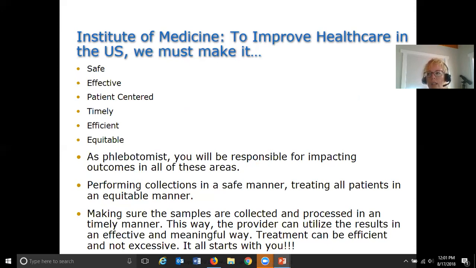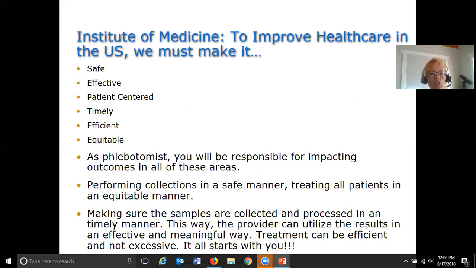So for instance, if you're a phlebotomist and you have a patient that's maybe difficult to draw and you know you're the best person to draw that patient, you need to ask yourself what's best for the patient. Is it best that I let someone else draw them, or is it best that I draw them? Is it best that I be efficient in my work and get the sample to the lab quickly? What is best for the patient? We have to be timely. We have to do what we say when we say and as soon as we can get it done.